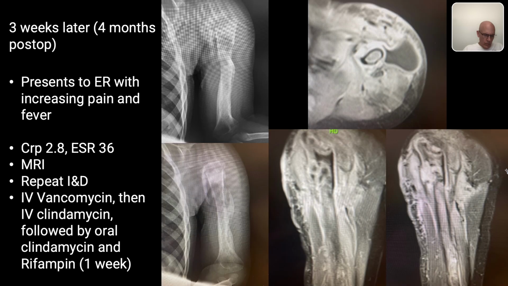So time is moving forward until we get increasing pain and back in the emergency room, reimaged, large abscess, repeat involvement. So I&D is performed once again. Went back through the course of intravenous followed by oral antibiotics. Rifampin was added as, I guess, a force multiplier.